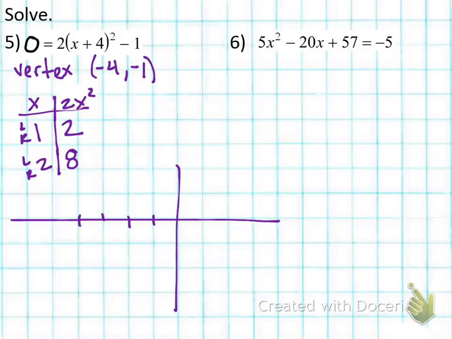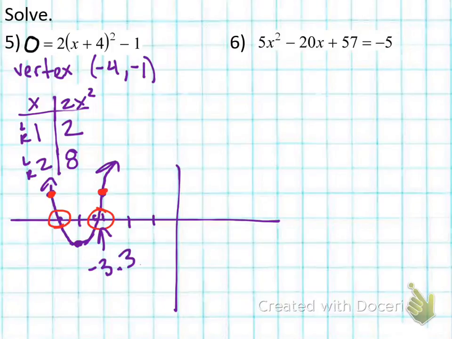And my graph looks something roughly like this, so negative 4, negative 1 would be this point for the vertex. I know if I go left or right 1 unit, I'm going up 2, so that gives me these 2 points. And the other points are farther than that, but I can already see here a rough estimate of where I'm hitting the x-axis. So I don't want to just say negative 3 and negative 5 because those are these points on the graph, so I would probably want to give these a decimal approximation. This point I might say is about negative 3.3, and this point maybe is about negative 4.7.